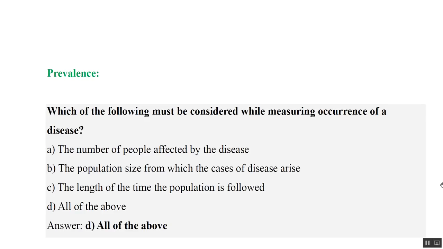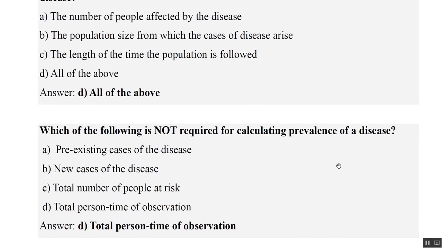So let us look at some MCQs based on this. Which of the following must be considered while measuring occurrence of a disease? So we are measuring occurrence of a disease, that means we are measuring prevalence, for example. The number of people affected by disease, yes. Population size from which cases of disease arise, that means population at risk, yes. And length of time the population is followed, yes. So all of the above criteria are considered while measuring occurrence of a disease.